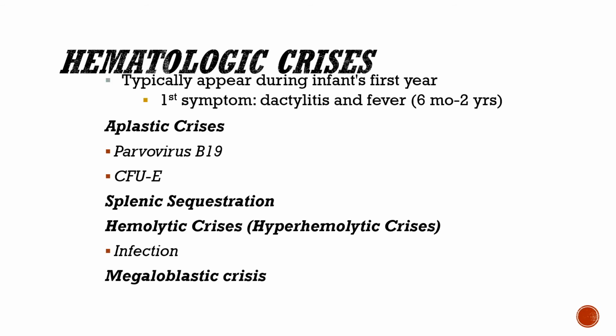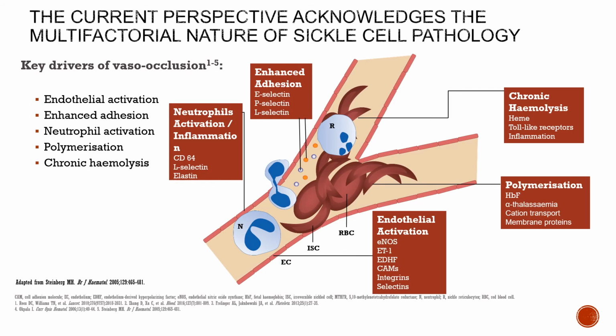Now, there are various crises that can happen in sickle cell disease. What are these crises? It can be an aplastic crisis because of parvovirus B19 infection. There can be splenic sequestration. There can be hemolytic crisis and megaloblastic crisis. But the one we are going to discuss today is the vaso-occlusive crisis.